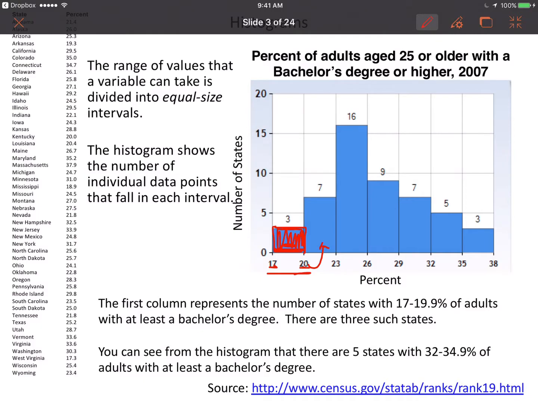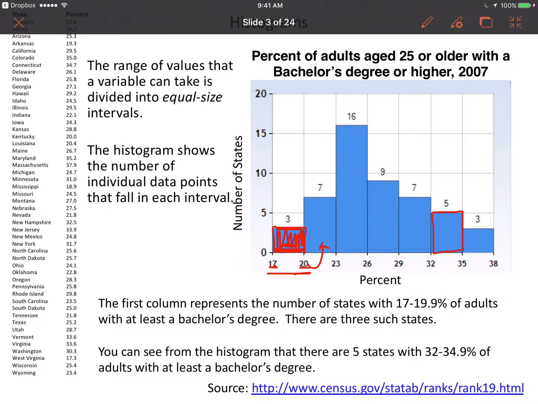All right, so the first column here represents the number of states with 17 to 19.9% of adults with at least a bachelor's degree. And if you look at the states on the left-hand side, you'll see that there are 3 such states. All right. We can see from the histogram, for example, if you look at this bar, that there are 5 states that have 32 to 34.9% of adults with at least a bachelor's degree.